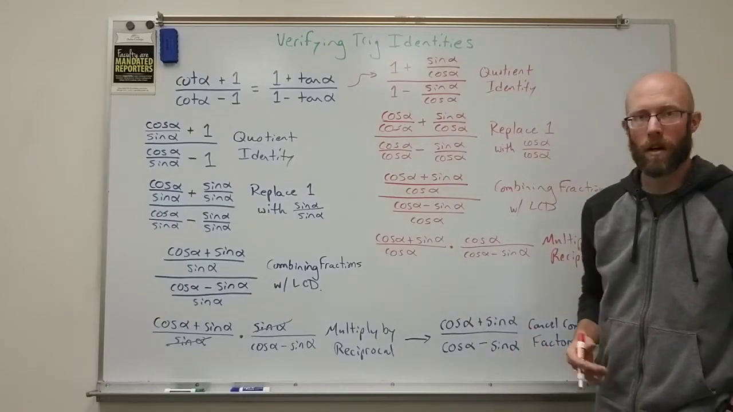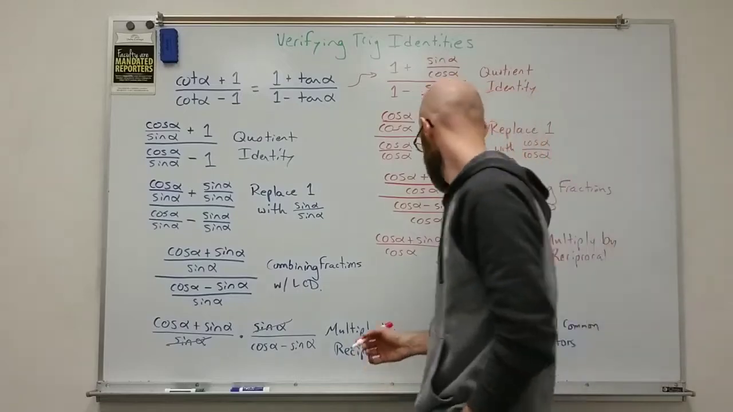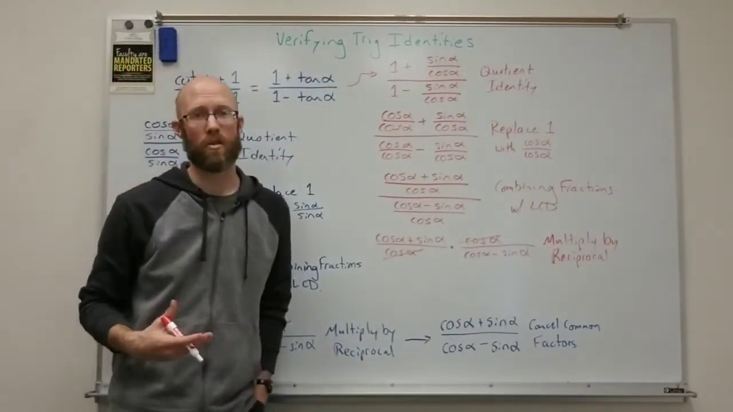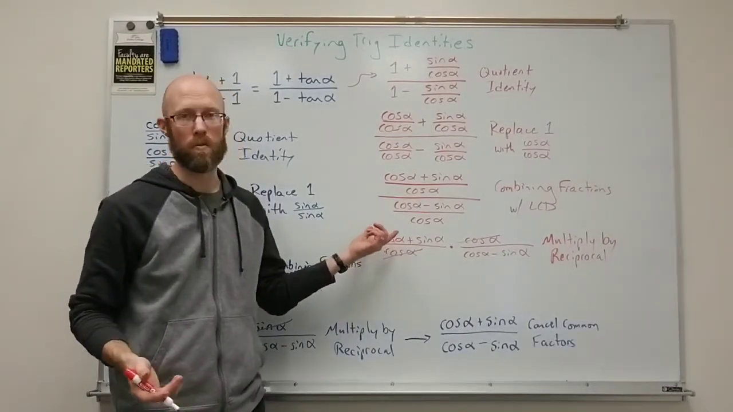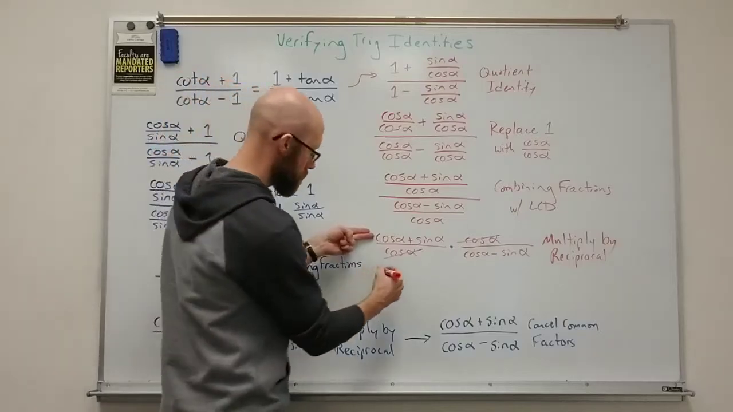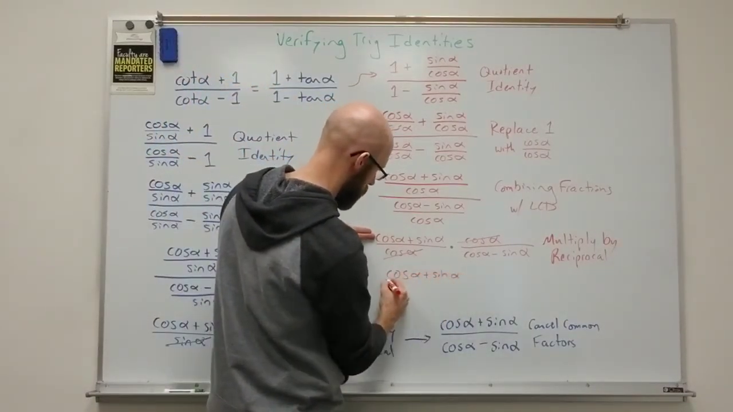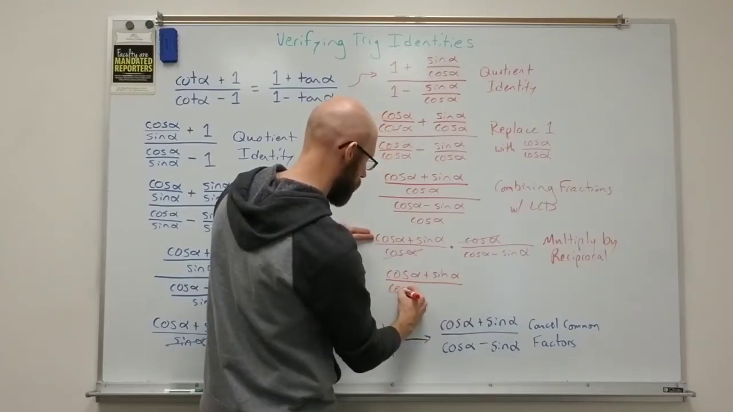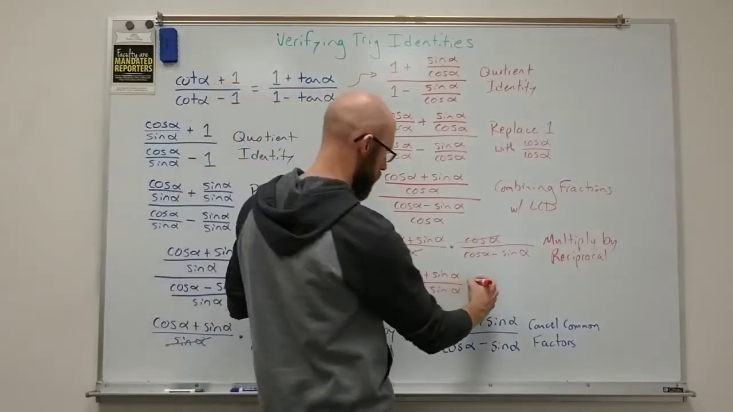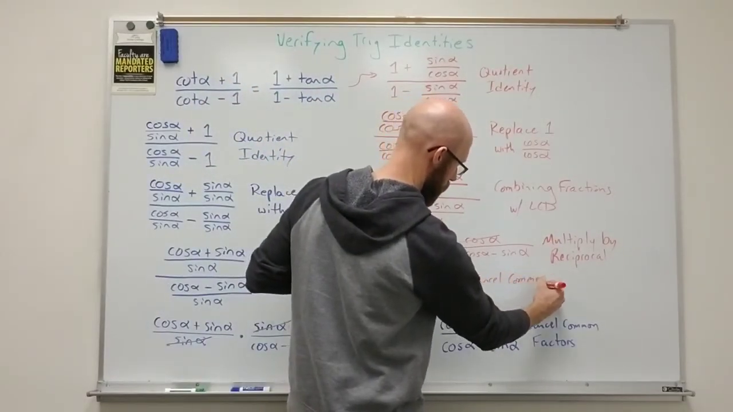Okay. Well, I noticed that my cosines cancel, right? One on top, one on the bottom. All right. Now I can only cancel common factors. I can't cancel terms off or anything like that. So just the factors of cosine cancel. So that leaves me with a cosine of alpha plus the sine of alpha over the cosine of alpha minus the sine of alpha. And that is by canceling common factors.